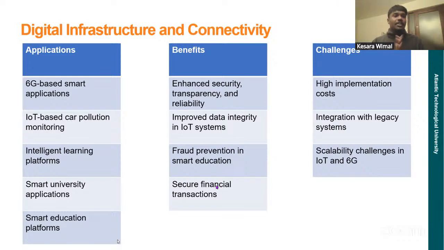Under digital infrastructure and connectivity, we have applications like 6G-based smart applications, IoT-based car pollution monitoring, intelligent learning platforms, smart university applications, and smart education platforms. By integrating blockchain into these applications, we have benefited like this. Enhanced security is always there, and transparency and reliability have been achieved. Improved data integrity in IoT systems is another benefit we have. Also fraud prevention in smart education and secure financial transactions.